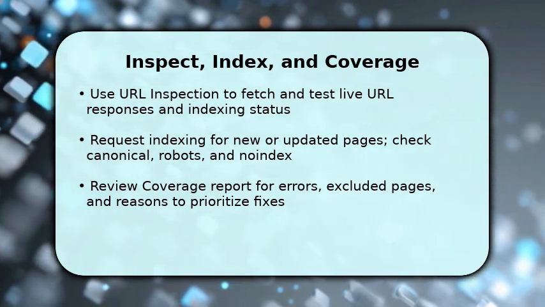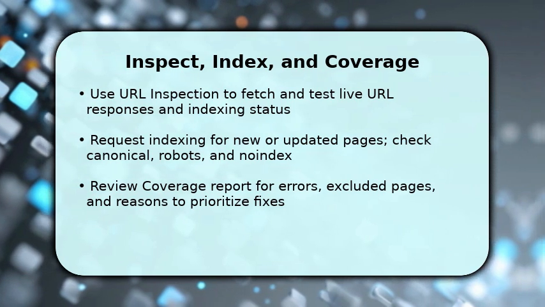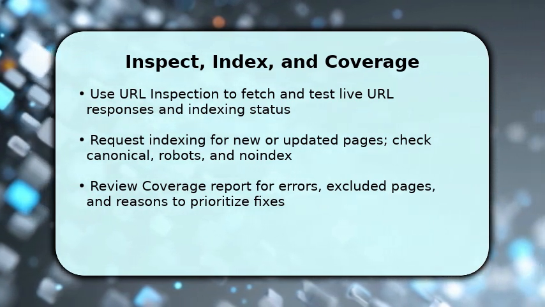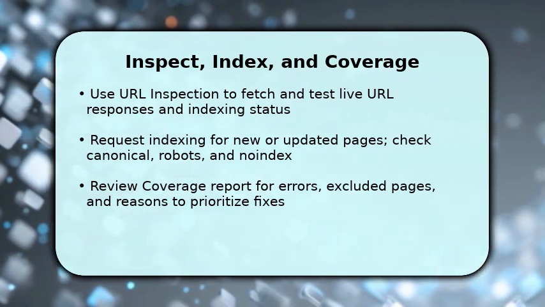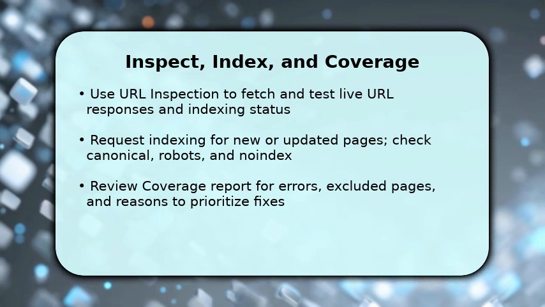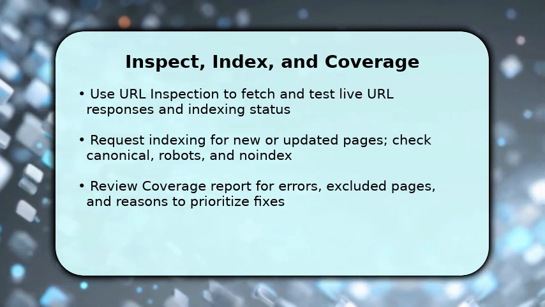Use the URL inspection tool to fetch the live URL, review the rendered HTML, and check canonical and robots directives. This explains many indexing issues. If a page is crawlable and correct, request indexing to speed discovery.